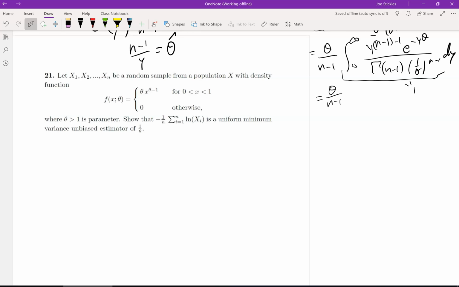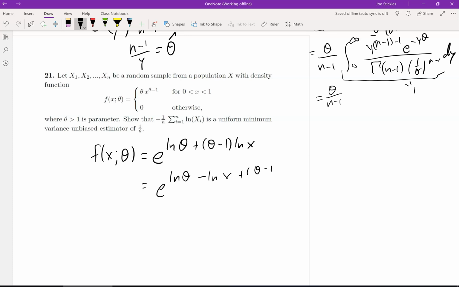All right, so the first thing we notice is that this particular PDF, if I write it as e to the natural log of theta plus theta minus 1 times natural log of x, do e to a log and then break up the log over the product and then bring the exponent down in front, I can also write this as e to the log theta minus log x plus theta minus 1 natural log of x. So this part here is my factorization part. Here's a function of theta, no x's. Here's a function of x, no thetas, multiplied together. So therefore, this is exponential form.